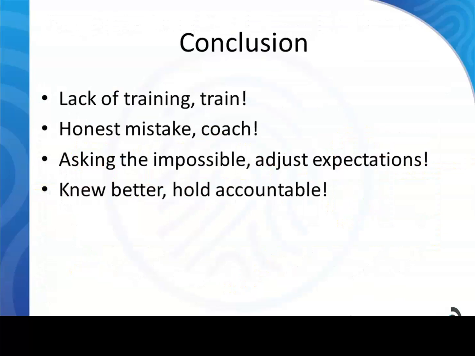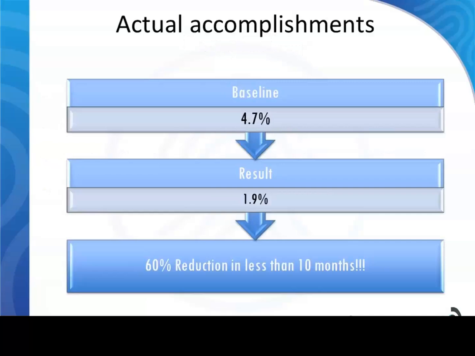All right. So in conclusion, very simple. If it's a lack of training, train. If it's an honest mistake, coach. If it's asking the impossible, adjust expectations. And if you knew better, then hold accountable. Just make sure you're very, very fair. Effectiveness of the program is almost 100% guaranteed if you implement it and you implement it correctly. These are typical results: from 4.7 as a human error rate to 1.9 in less than 10 months.